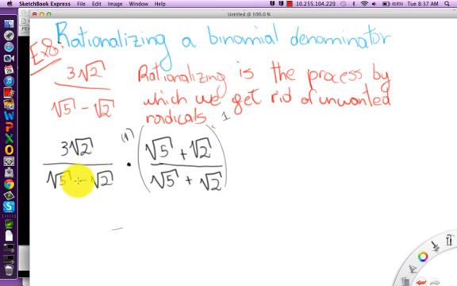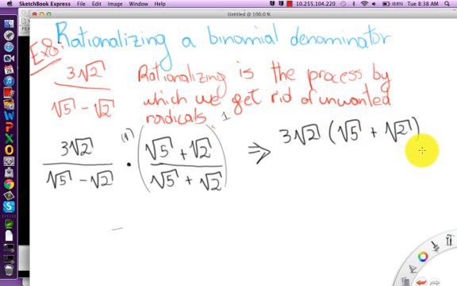I already know that if I multiply these out, because these and these are conjugates, they're going to cancel out. I'm going to get rid of the radicals. But let's go ahead and work out the math and see what happens. This becomes kind of a distributive property in which I'm going to multiply 3 square root of 2 times square root of 5 plus square root of 2. And this over here becomes a product of binomials.